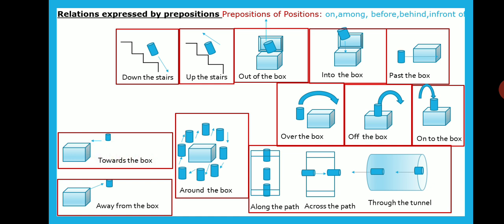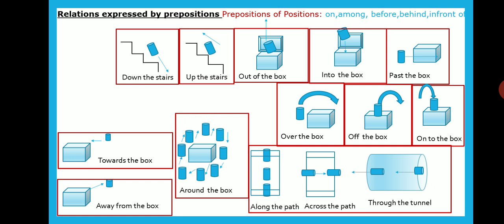But in this one, here you have the can going away from the box. And in this one you have the can surrounding the box. That is, around the box. It is moving like the red thing moving. You can see it moving around the box.